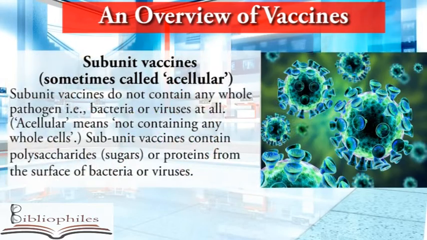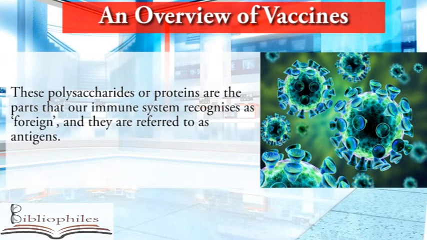So now let's talk about the second broad type of vaccine, that is the subunit vaccine, which is also called the acellular vaccine. Acellular means not containing any whole cells. So subunit vaccines do not contain any whole pathogen, that is a whole bacterial cell or virus. Subunit vaccines contain polysaccharides, that is sugars, or proteins from the surface of the bacteria or the viruses. And these polysaccharides or proteins are the parts that our immune system recognizes as foreign, and they are referred to as the antigens.